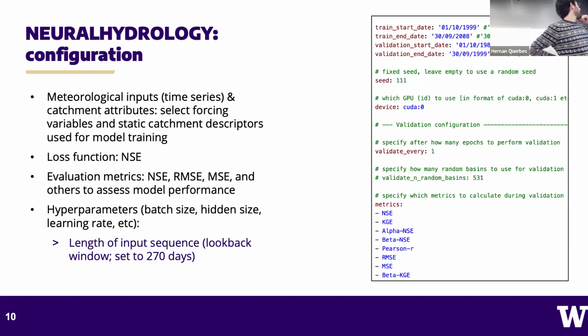One very important one that I wanted to mention is the length of the input sequence. So basically, this is how many days of information we are feeding into the network. In this case, it's set to 270 days. That's almost 9 months. And this is where we can see the memory of hydrological systems. So we need a lot of days to make one prediction.